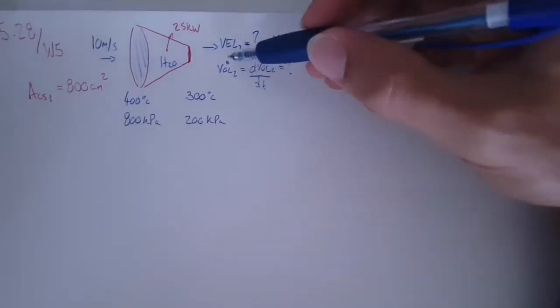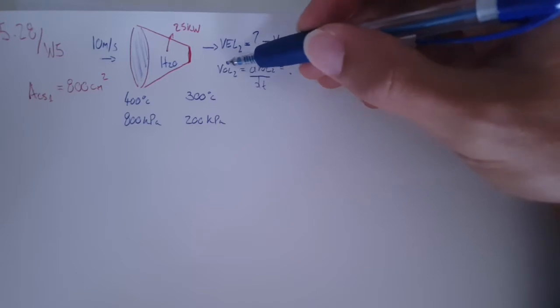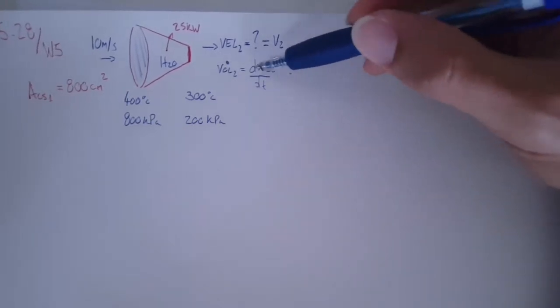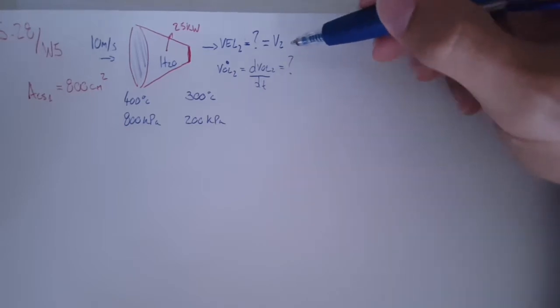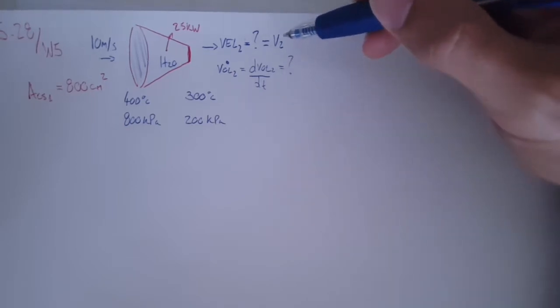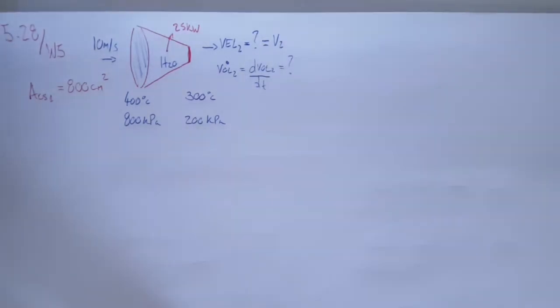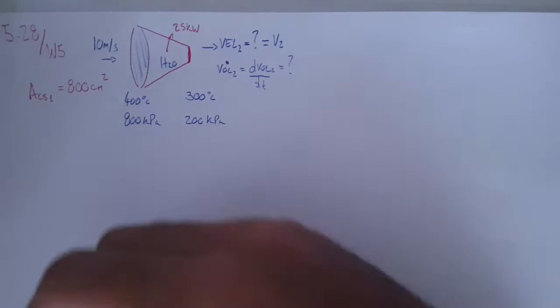to call VOL 2, with a little dot here to indicate its rate, right? So it's the rate at which volume 2 changes with time. I'm just telling you that because it's going to be V for velocity, and then volume is going to be VOL, okay? To be able to solve this, we're going to have to apply 2 principles.